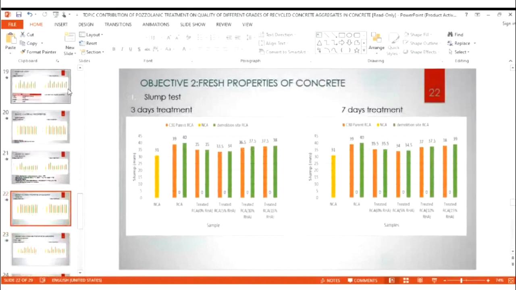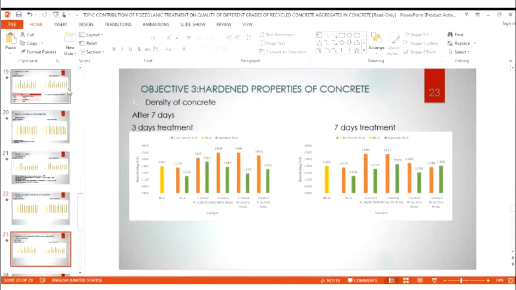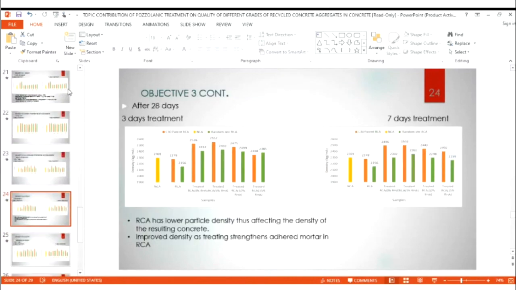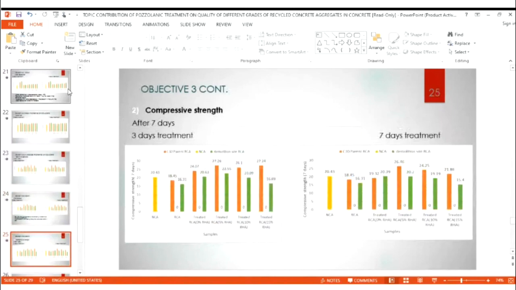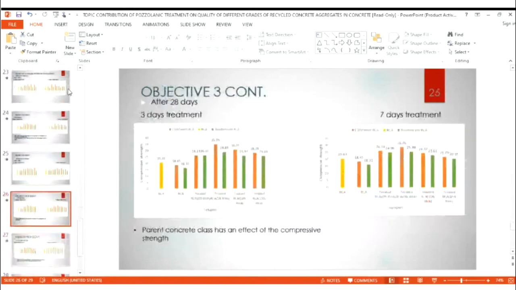We also did the slump test, which showed that the more RCA we have, the less water we need for workability. As for density, we noticed that after treatment the density was strengthened because of the strengthening of the affluent water in the RCA. Thus, it was improved because RCA has lower particle density, which makes RCA concrete have lower resulting density. For compressive strength, it was found that RCA generally has weaker strength than the NCA, but after treatment it showed improvement, with 5% showing the most improvement.